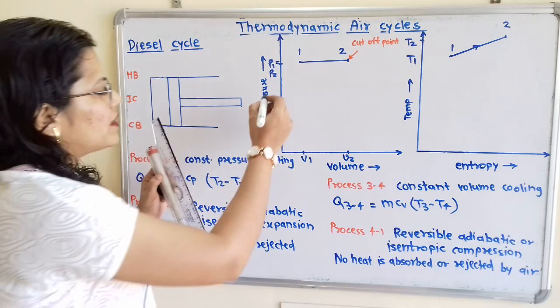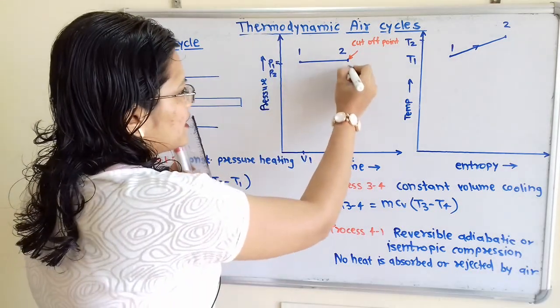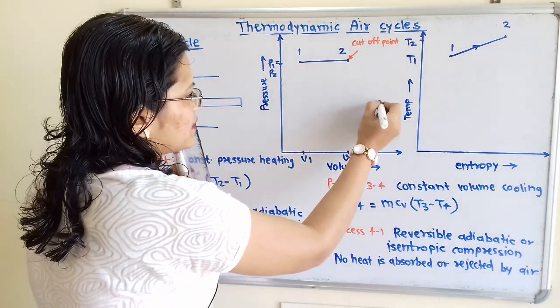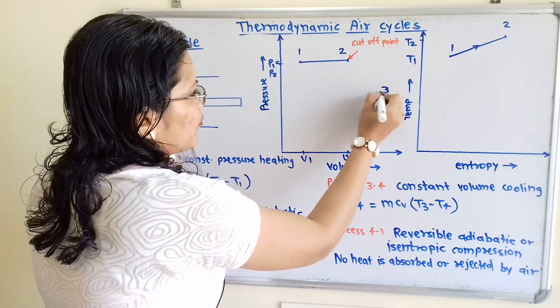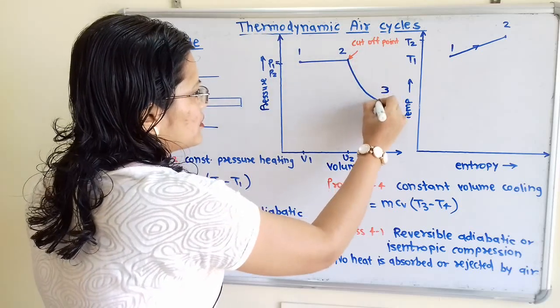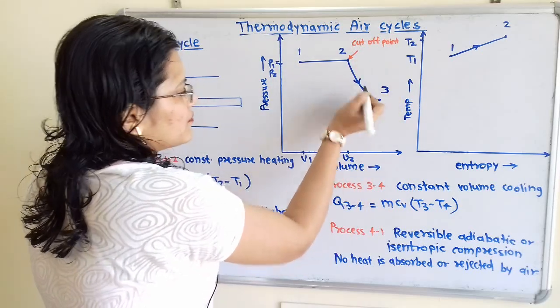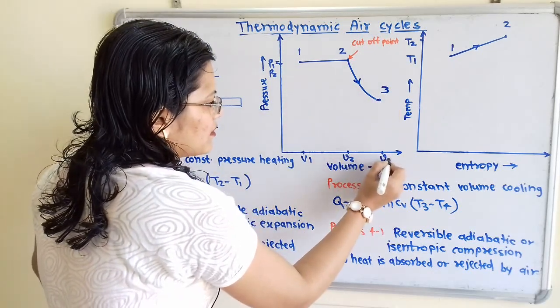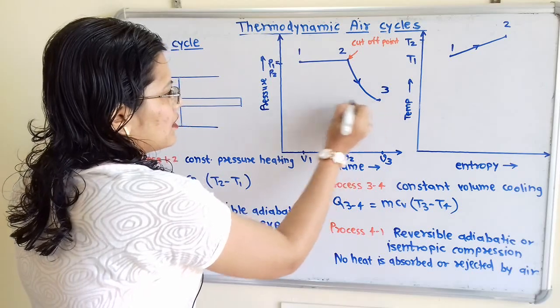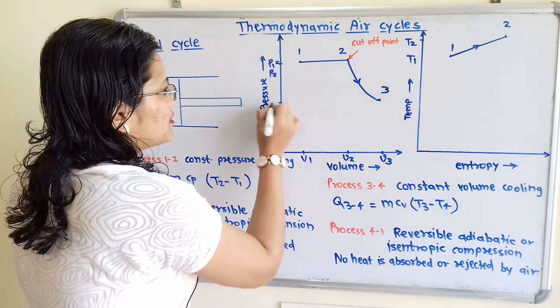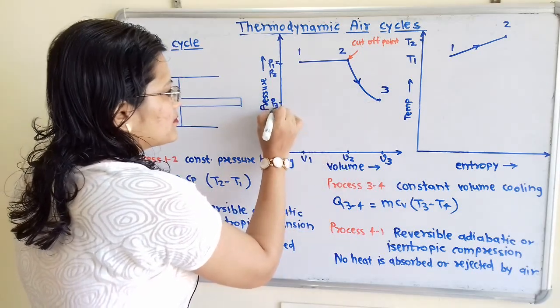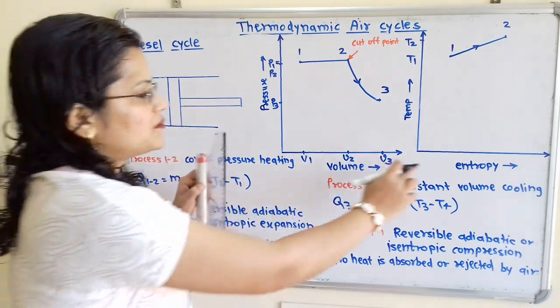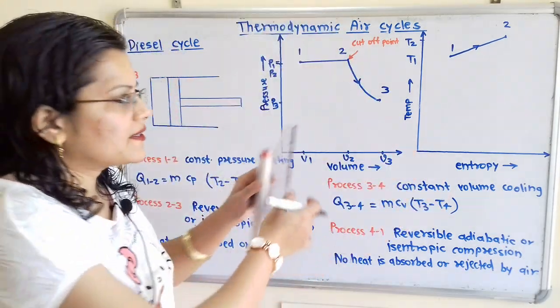So I will show here. So here pressure is getting decreased and volume is getting increased. So I will select here the point 3 and we will join these 2 points. Here we will show arrow. So volume is getting increased, then pressure P3 is getting decreased, and this process entropy remains constant.